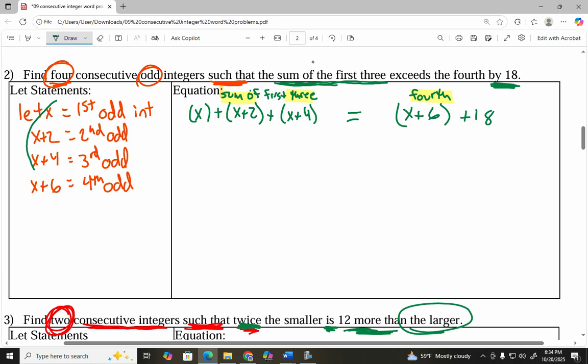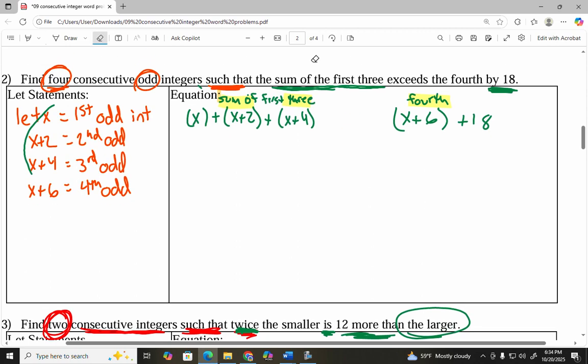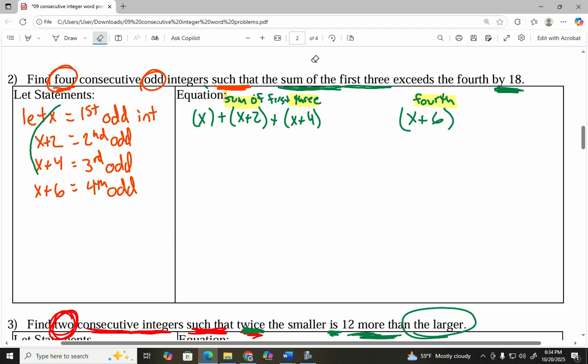And this is the part that I need you to understand. I'm just going to erase this equal sign again and erase this 18. Right now, I'm showing you the sum of the first 3, and then I'm showing you the fourth one, and right here it says that the sum of the first 3 exceeds the fourth by 18. The sum of the first 3 is bigger than the fourth by 18. So let's make them equal by giving the smaller side 18 more. And now we're going to solve.